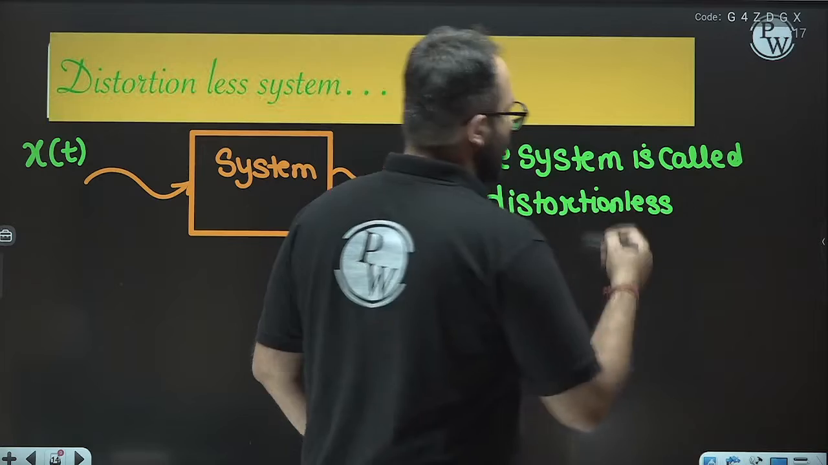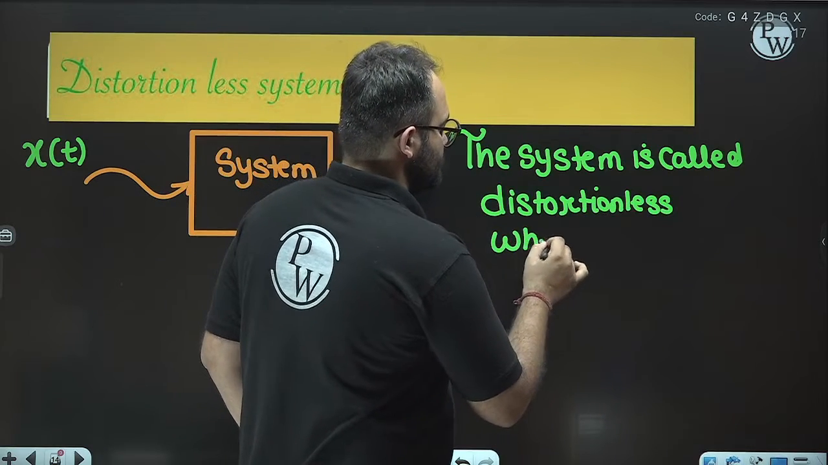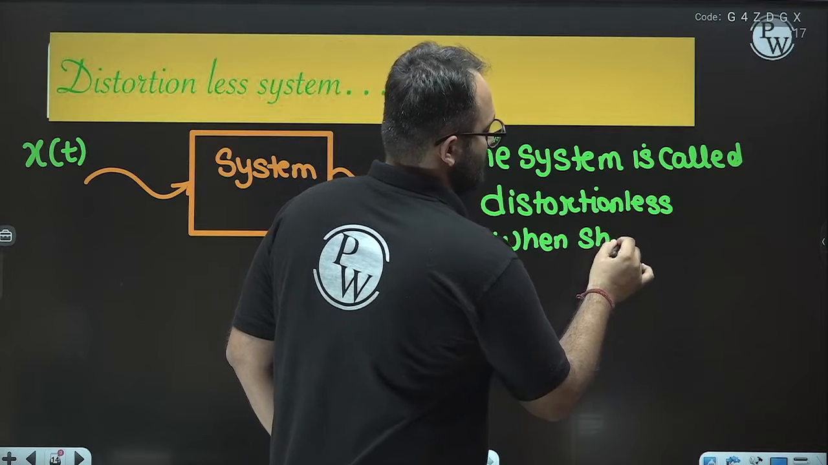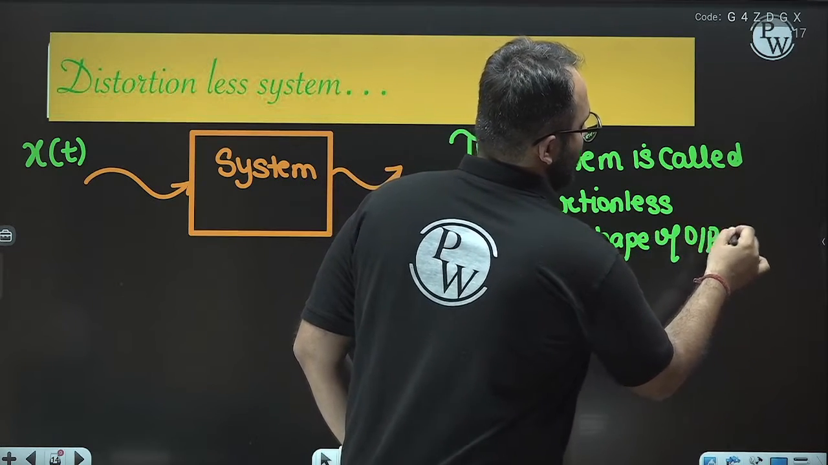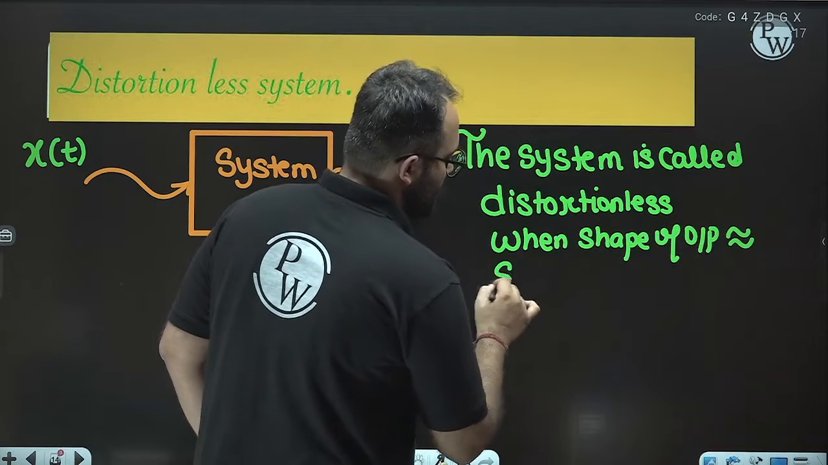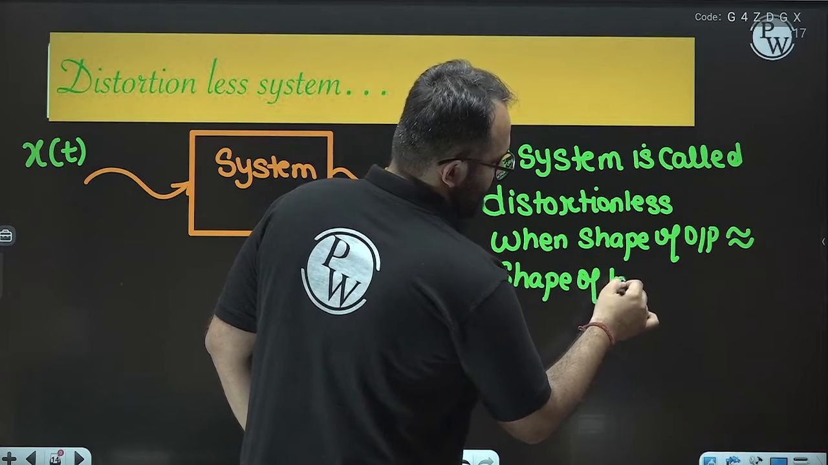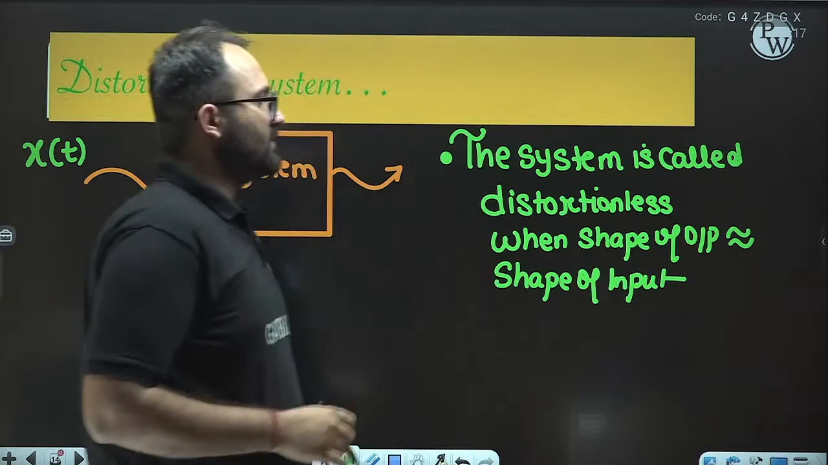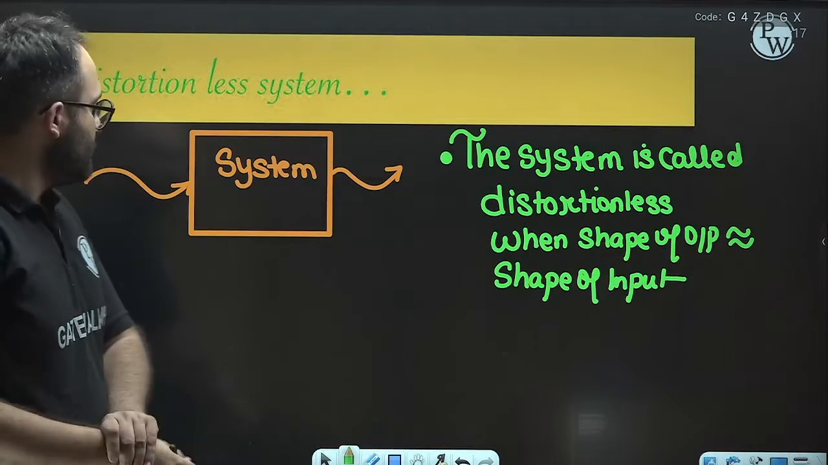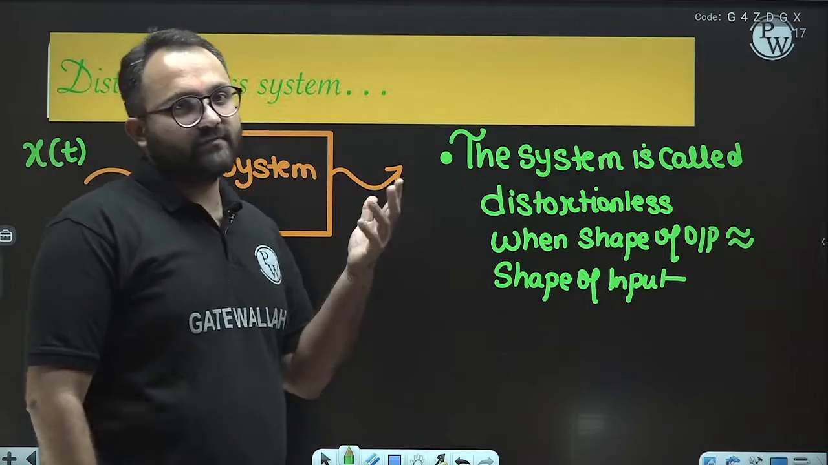the system is called distortionless when the shape of the output is equivalent to the shape of the input. The shape of the output is same as the shape of the input. Okay, now if x(t) is given as an input, then output should have the same shape.